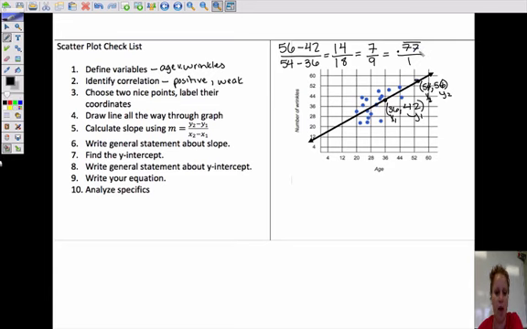Write that down. Then we're asked to find the y-intercept. It looks like maybe 13. And then what would the general statement about that be? Well, when you're 0 years old, you still have 13 wrinkles, right? So our equation would be y equals 0.7 over 1 x plus 13. Okay.